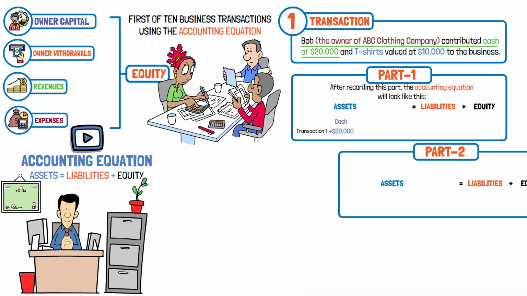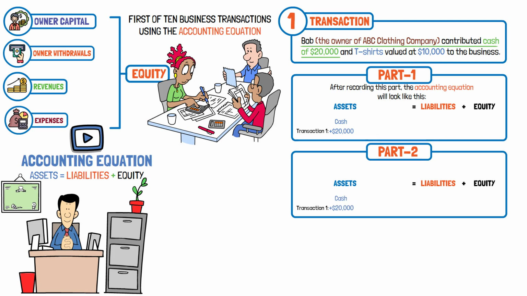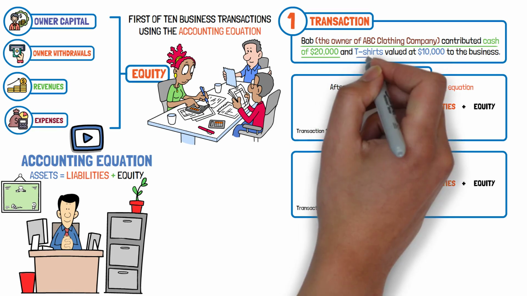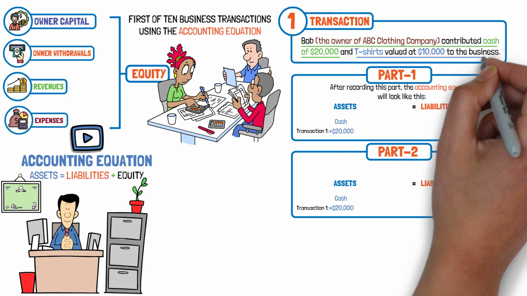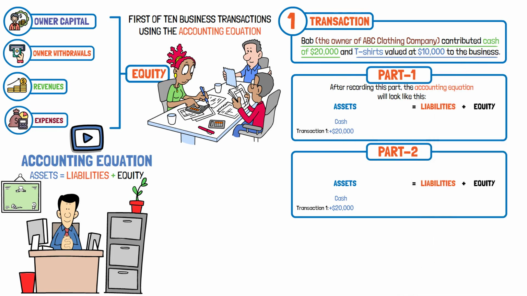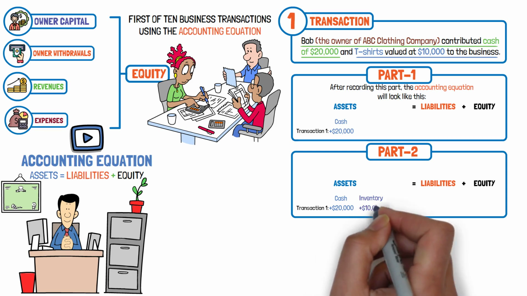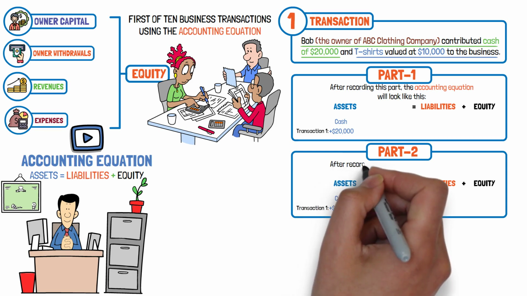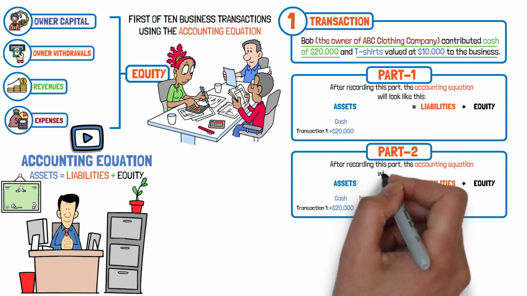Part 2. The second part to account for is Bob's contribution of t-shirts to ABC Clothing Company, valued at $10,000. Since Bob's business involves selling t-shirts, his contribution of t-shirts to the clothing company will be recorded as inventory, which is an asset account. This will be added under the asset section with an increase of $10,000. After recording this part, the accounting equation will look like this.